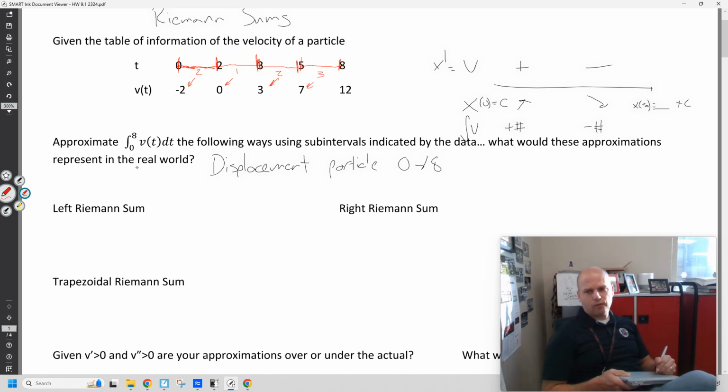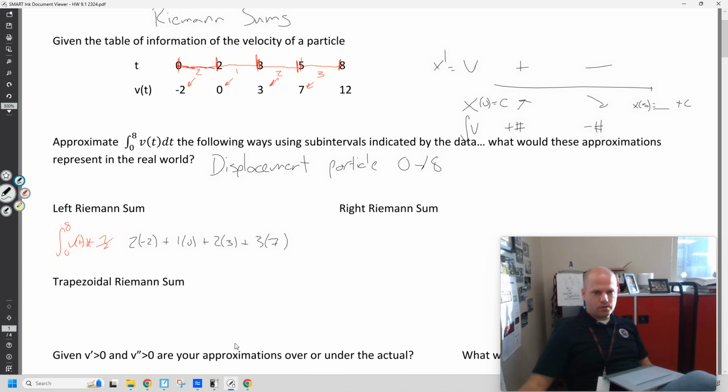So if this was like a free response question and you didn't have a calculator, you'd say the left Riemann sum, the integral from 0 to 8 of v of t dt, is approximately 2 times -2 plus 1 times 0 plus 2 times 3 plus 3 times 7. Okay? And if you want to find the value, you could do it. -4, 6, and 21. 23.